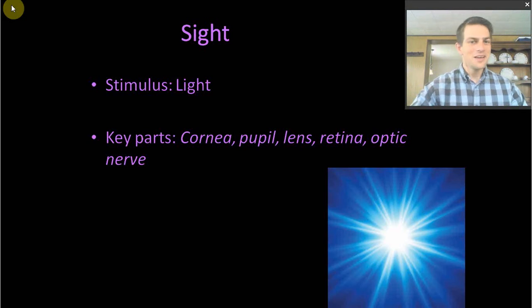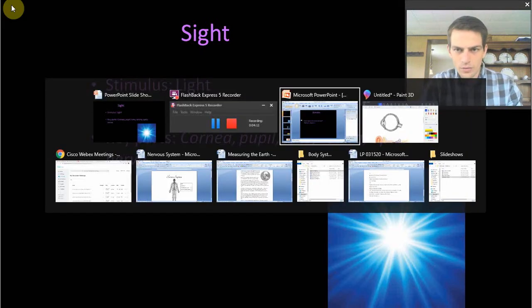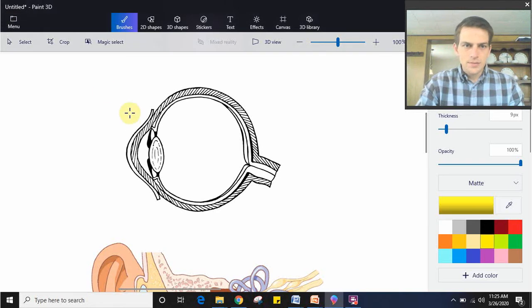No pun intended. So the key parts of the eye are the cornea, the pupil, the lens, the retina, and the optic nerve. Now let me go ahead and bring up a diagram for you here. Now, the cornea is the outside of the eye. It's this kind of clear, rounded part that covers up everything. So that there is your cornea.